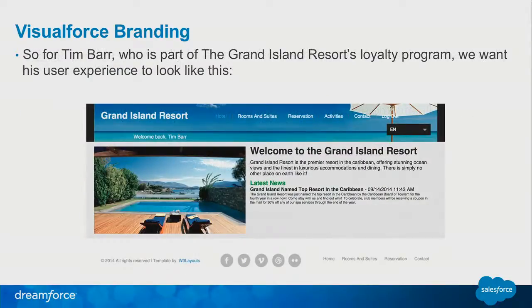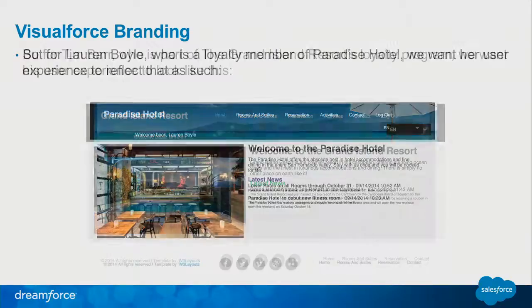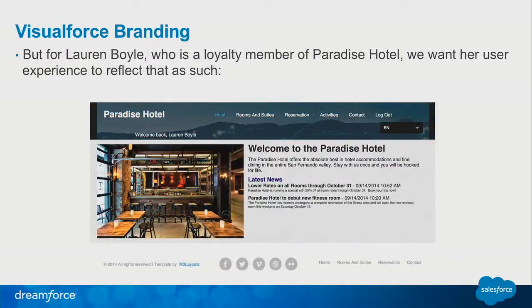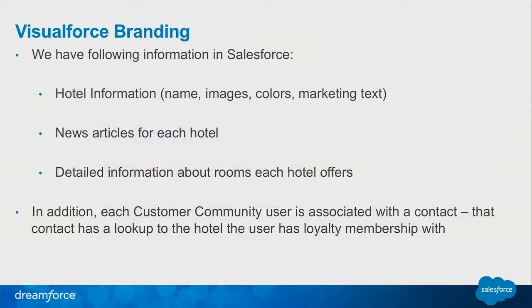So what we're going to do is for Tim Barr, who in our use case here is part of the Grand Island Resorts loyalty program, we want them to have a user experience that looks like this, where you have the Grand Island Resort, their logo, and you have some information and news about them. But then if Lauren Boyle logs in, she's a member of the Paradise Hotel loyalty program. So she's going to get a different logo, different images, different information out there on the site. But this is all through one community.